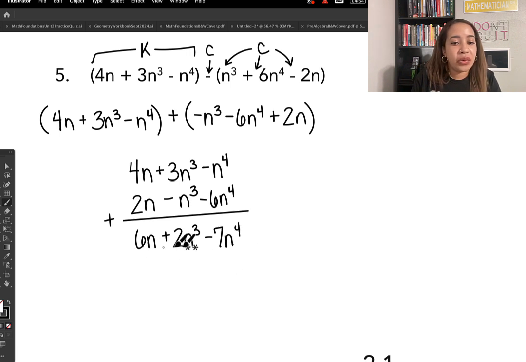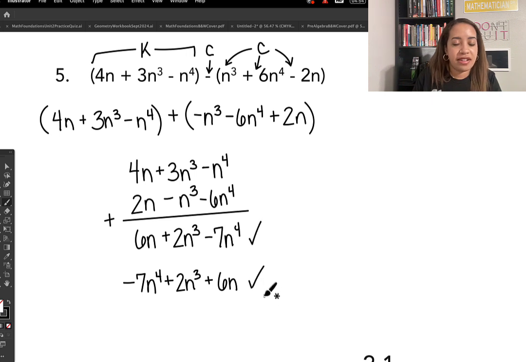I am going to rewrite my problem so that it has the exponents in descending order. So negative 7n to the fourth power plus 2n to the third power plus 6n is a more formal answer. Both of these are correct.